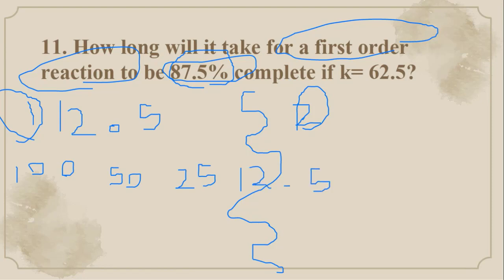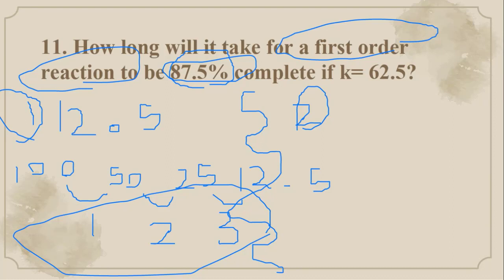So let's count the half-lives. We have 1 over here, 2, 3 half-lives, right? So then we now have how many half-lives it takes to get to 87.5%: 3.